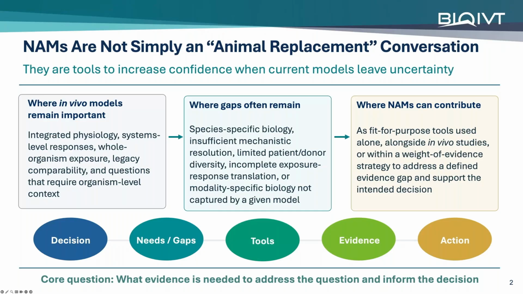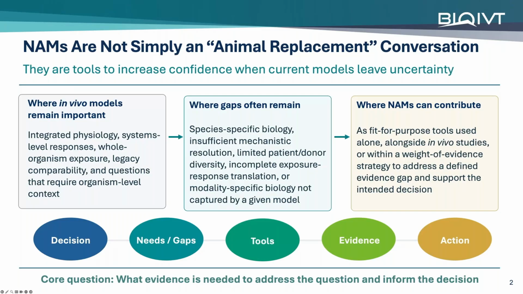At the same time, we know that no individual model captures every aspect of human biology. Species-specific biology can create translational gaps. Some mechanisms can be difficult to isolate within an intact organism. The diversity present across human patients may not be adequately represented. Exposure-response relationships don't always translate cleanly between species, and for highly targeted, specific therapeutic modalities, there may be aspects of mechanisms that simply are not well represented in traditional formats. This is where NAMs can add something important. They provide additional ways to generate evidence.